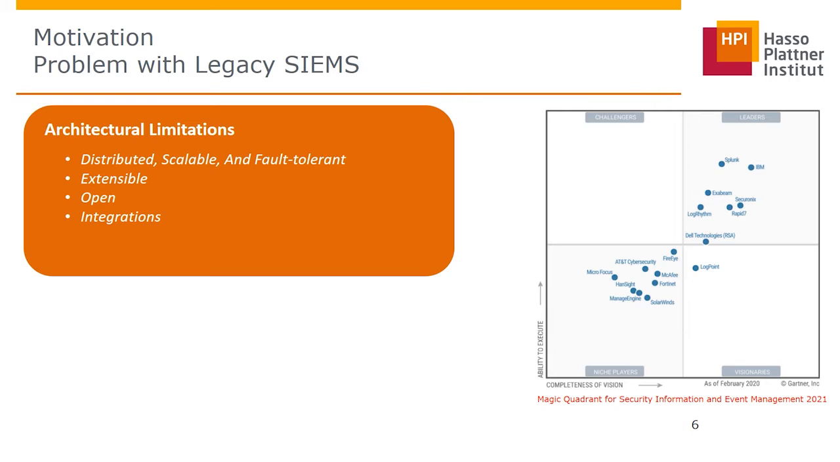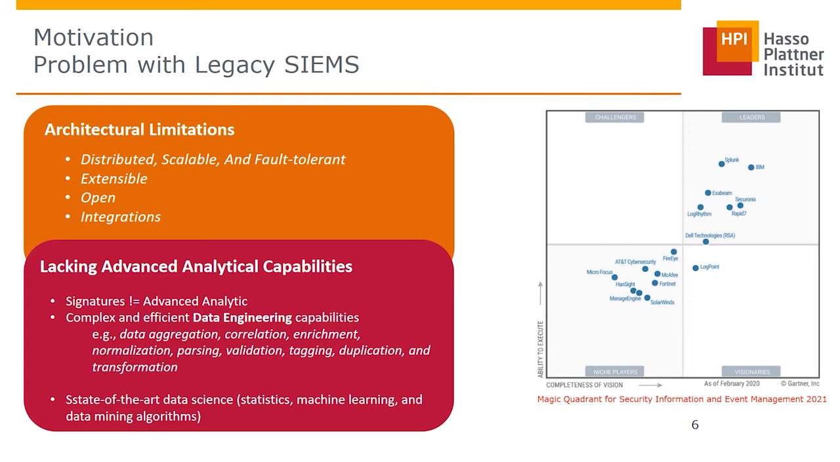They're not usually extensible. They cannot support new state-of-the-art tools, technologies, and ideas. They're not so open. They have closed data sources and data formats, and they lack integration with some other important tools, as we will find out soon. Therefore, the architectural limitation leads to lacking advanced analytical capabilities, which is quite important. Looking at signatures and just rules is not the same as advanced analytics. There is a need, and an incapability, of doing complex data engineering and complex state-of-the-art data science, such as statistical machine learning or data mining approaches to the problem of threat detection.